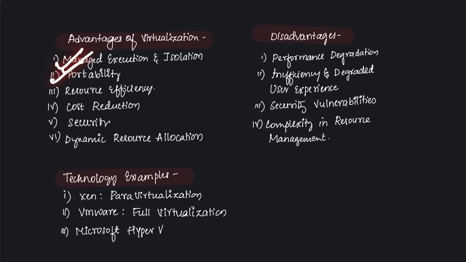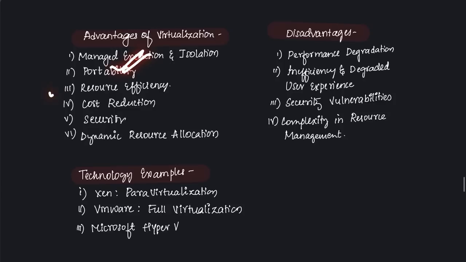Then we have portability, that is, virtualized systems like virtual machine instances can be easily transported as files. They are self-contained, and they simplify the administration process. Portability is useful when we are migrating workloads and managing applications across different hardware systems. Then we have resource efficiency. Resource efficiency means multiple systems can share the same hardware without any interference happening.